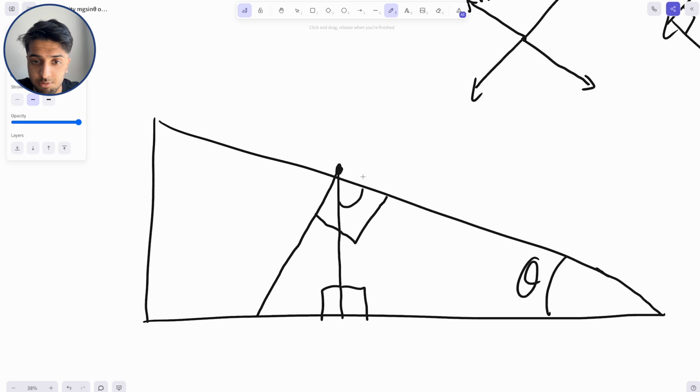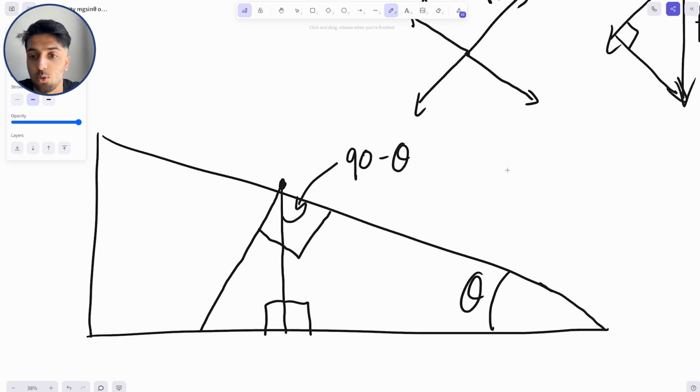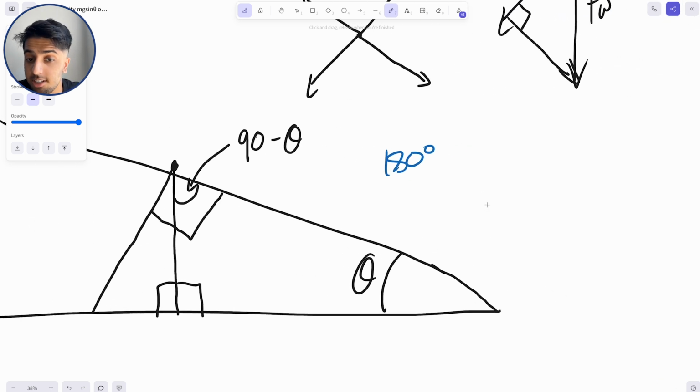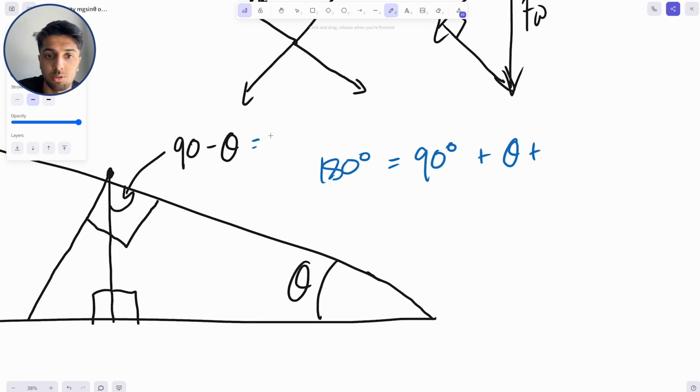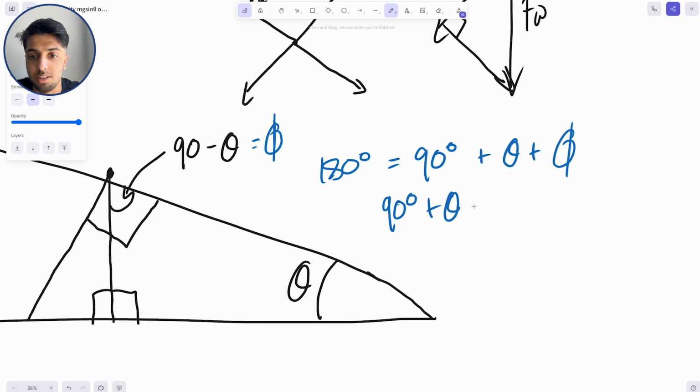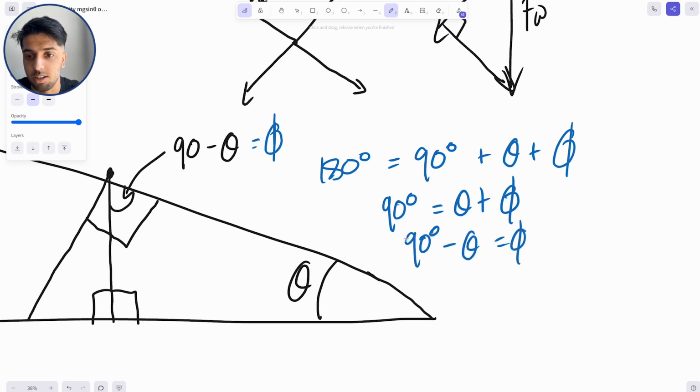So this angle right here is equal to 90 minus theta. The reason for this is because all angles in a triangle equal 180 degrees. Therefore, we have a 90 degrees here. So that's equal to 90 degrees plus theta plus whatever this is, which we'll just call phi for now. Right? So plus phi. So that means if we do some maths, we can say that 90 is equal to theta plus phi. And so 90 degrees minus theta is equal to phi, which is what we get here.